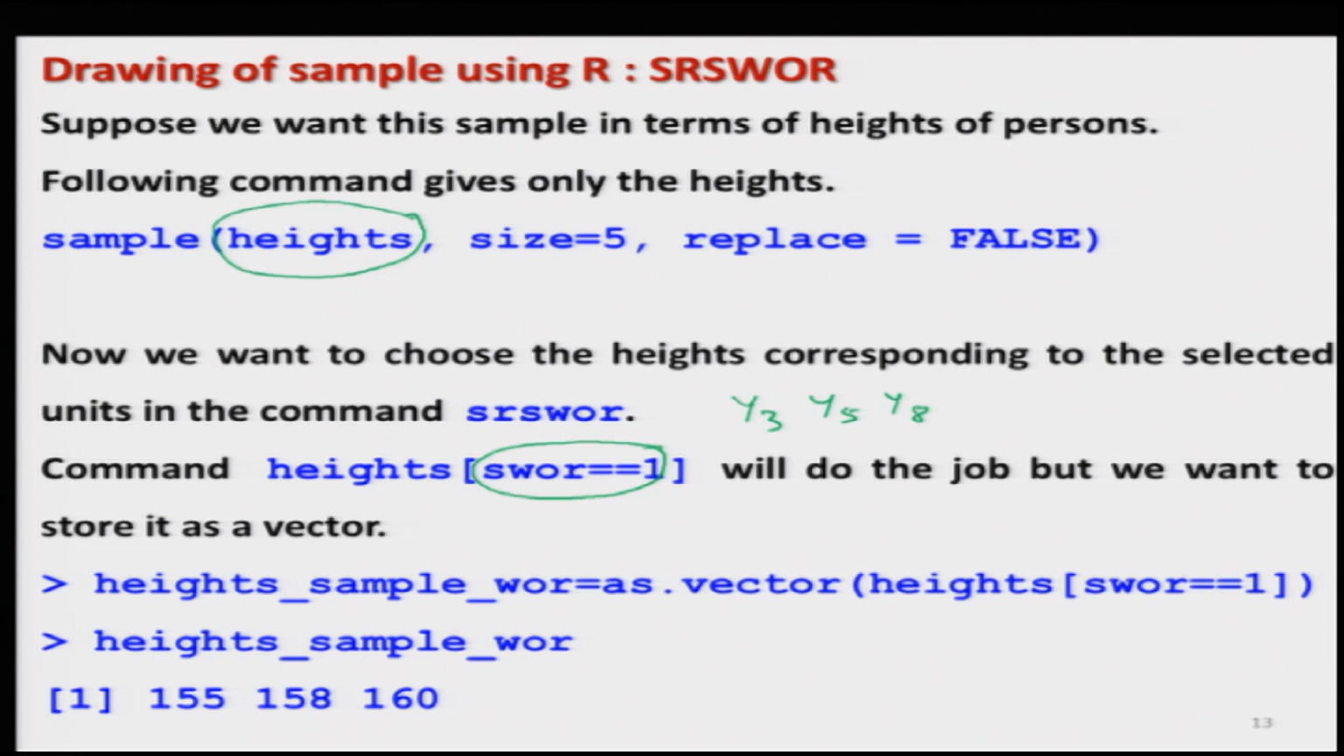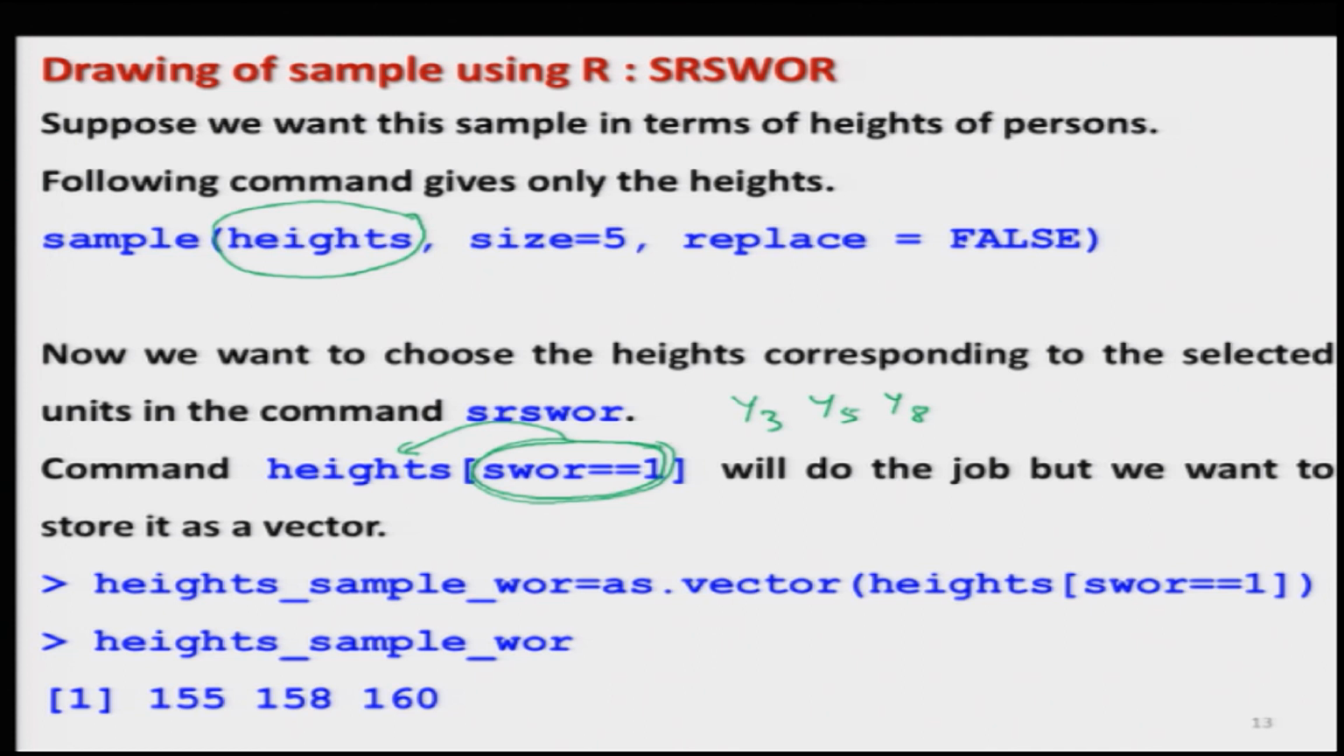So, now I would try to find out the values of Y3, Y5, Y8 under heights. Earlier we had found it under names. So, now I try to use the command SWOR double equal to 1. That means please try to identify the values in the data vector SWOR which are equal to 1, and corresponding to them please come to the variable heights and try to identify the corresponding sampling units.